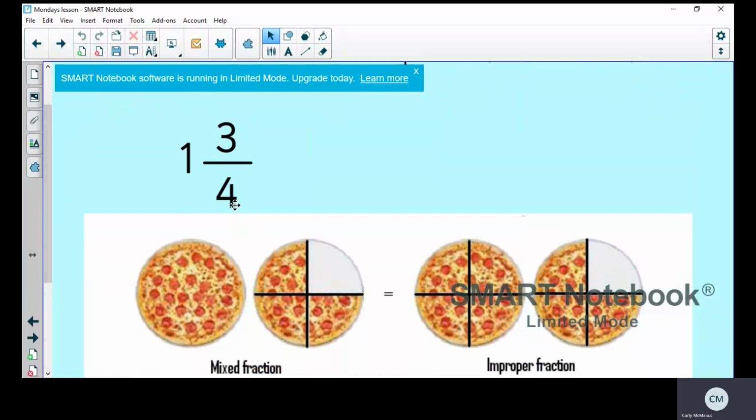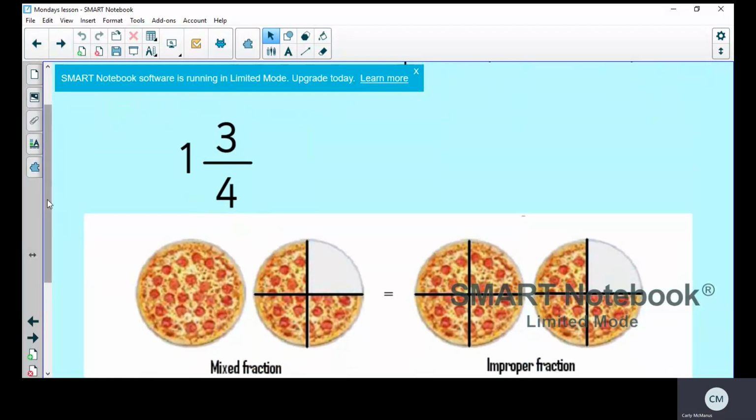Now the denominator tells you how many parts you have, 1, 2, 3, 4, and the numerator, remember, tells you how many parts we're looking at, so 1, 2, 3. So this is not a whole pizza, so that's why it's 1 whole and 3/4. That's a mixed number fraction.